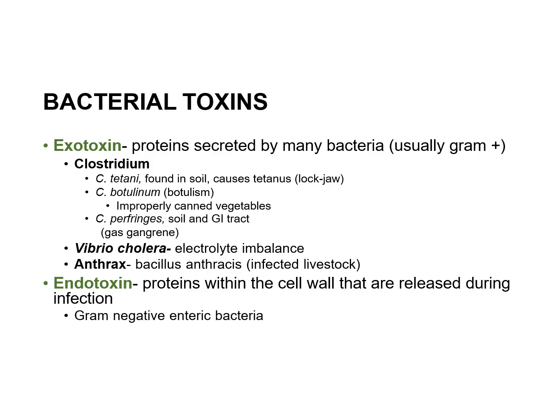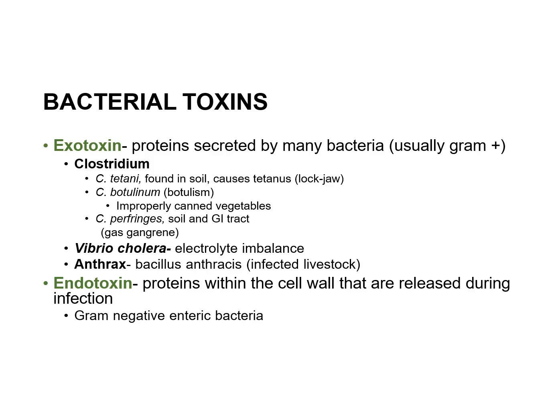Now let's talk about how bacteria cause chaos without even being present. Toxins. There are two big categories here: exotoxins and endotoxins, and they behave very, very differently. Exotoxins are proteins actively secreted by bacteria, usually gram-positive, and they are extremely potent. These toxins have very specific targets and dramatic effects.